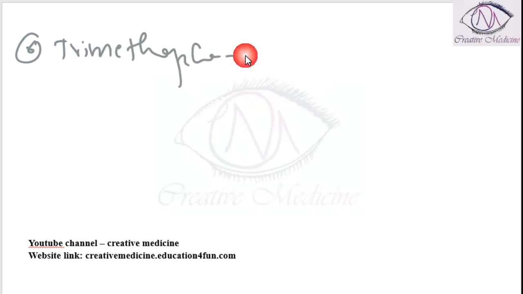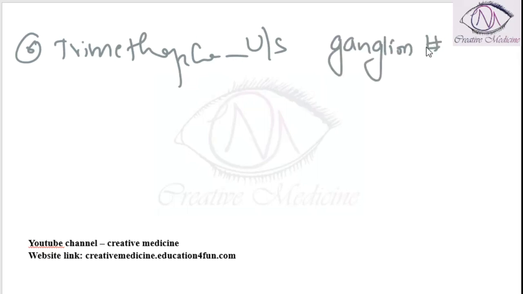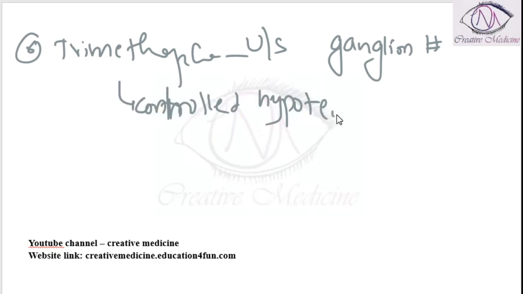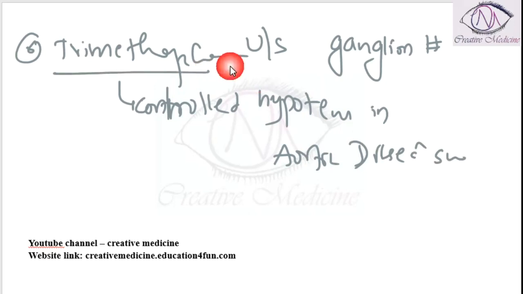Trimethaphan is an ultra short acting ganglion blocker which is occasionally used to produce controlled hypotension. It is used to produce controlled hypotension in aortic dissection surgeries, with or without esmolol.